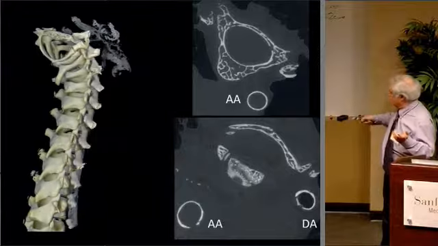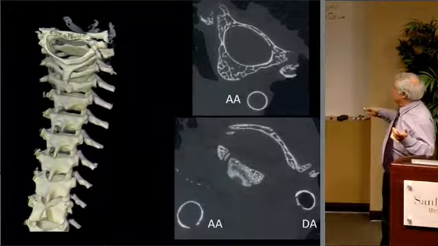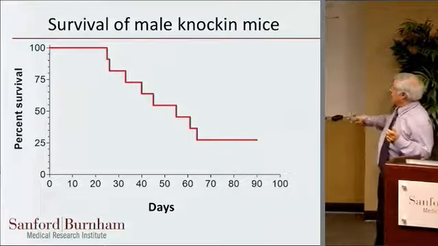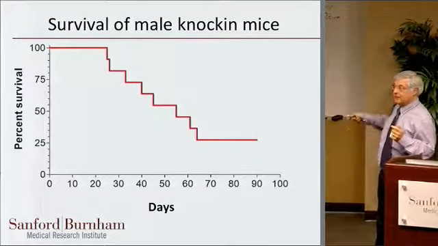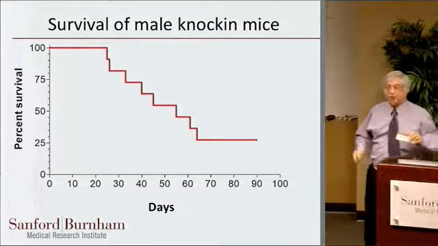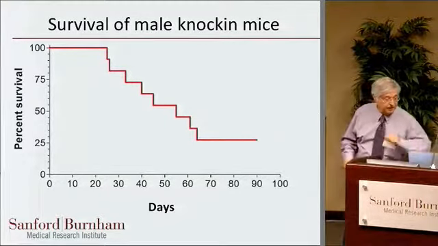Here, a cross section, calcified ascending aorta, descending aorta, massive calcification. These male mice die within 60 days of age. Okay? So essentially, the disease is so severe that they do not survive. What do they die of? Look at this slide here.